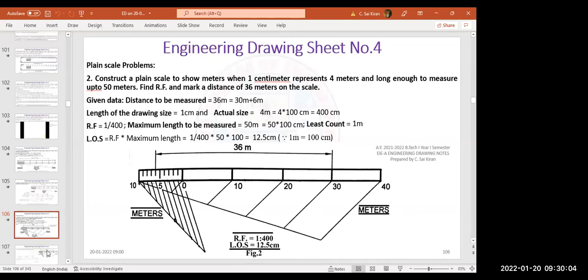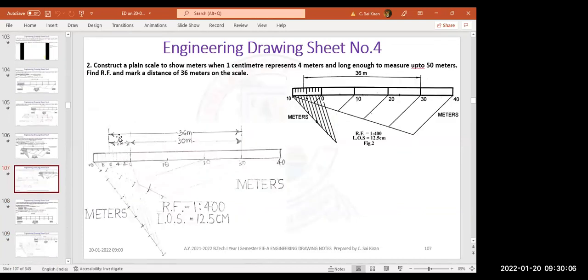Okay. Any doubts in the plane scale? You can unmute and you can ask. So I have to represent 30 meters separately, 6 meters separately, and 36 meters separately. And here you have to write the RF value. What is the RF value you got? What is the LOS value you got, what is the main unit, and what is the subunit, you have to write.